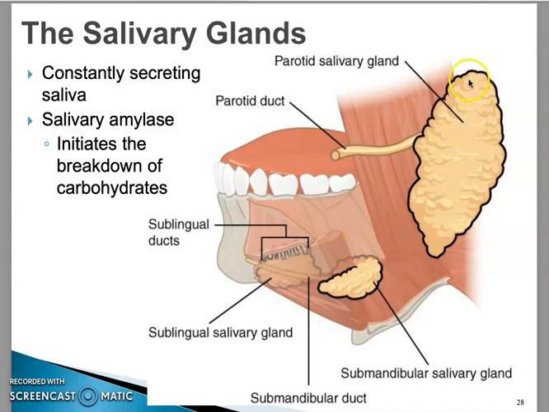Here's a quick overlook of our parotid salivary gland with its associated duct, and the sublingual ducts. That's going to be below the tongue, and the sublingual salivary gland is over here. Then you have the submandibular salivary gland and the submandibular duct. The submandibular glands are responsible for secreting saliva into the mouth through the submandibular duct. It's under your mouth.